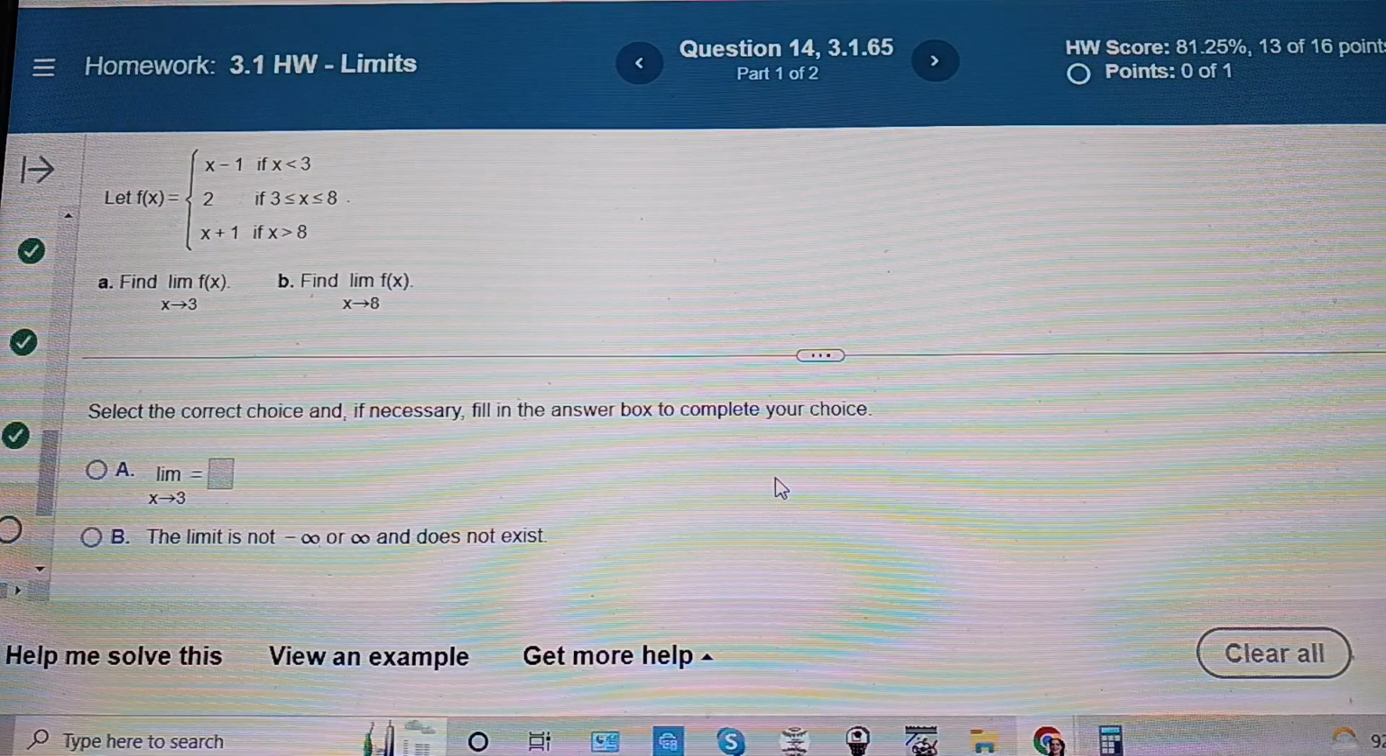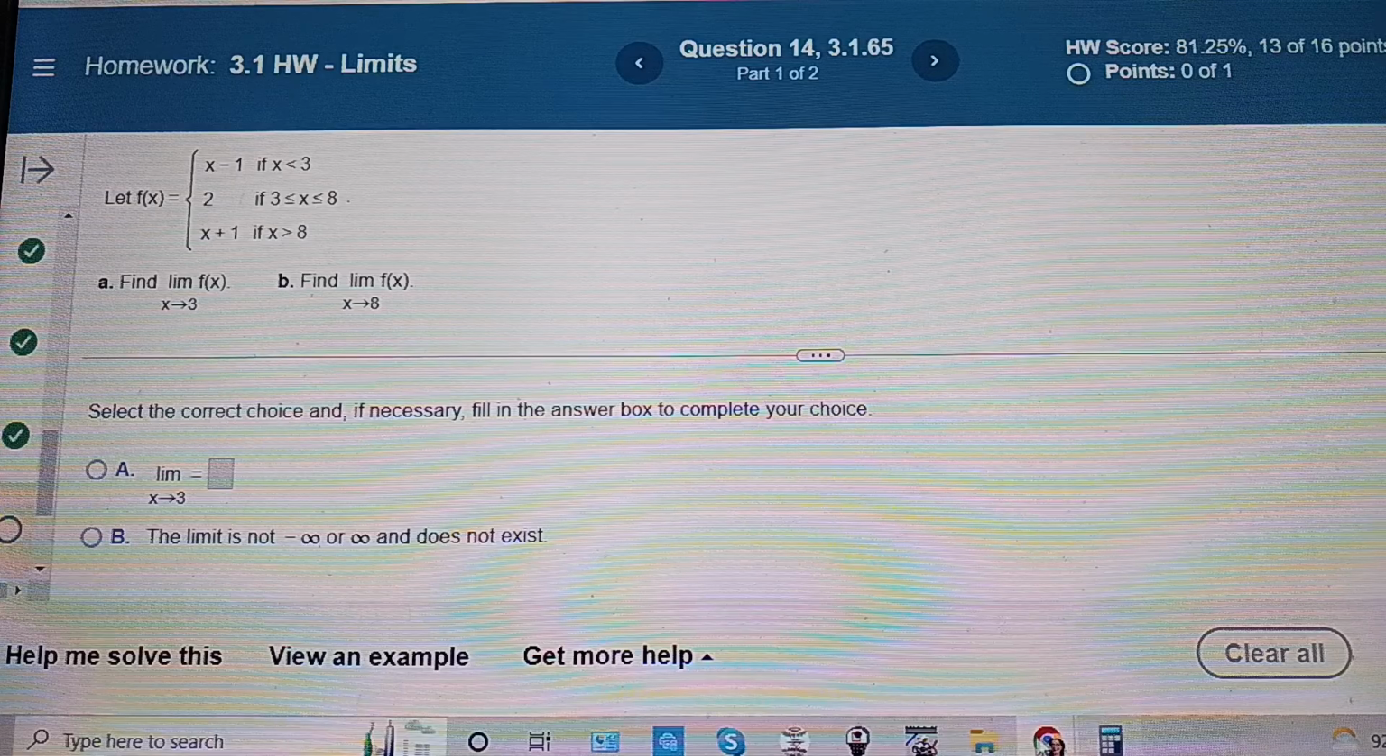Okay, what about limits of piecewise functions? If you have a piecewise function like this, I have a linear piece when x is less than 3. I have a constant when x is between 3 and 8. And then I have another linear piece when x is greater than 8. So notice there's only 2 breaks in the graph. There's a break at 3 and there's a break at 8. And that's the 2 limits they're asking about.